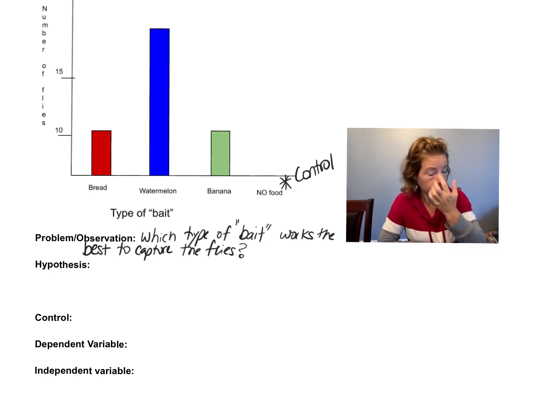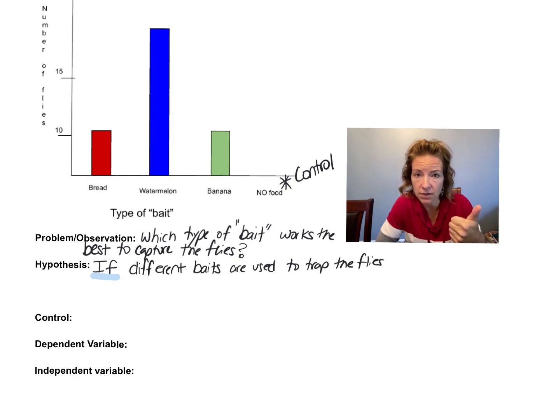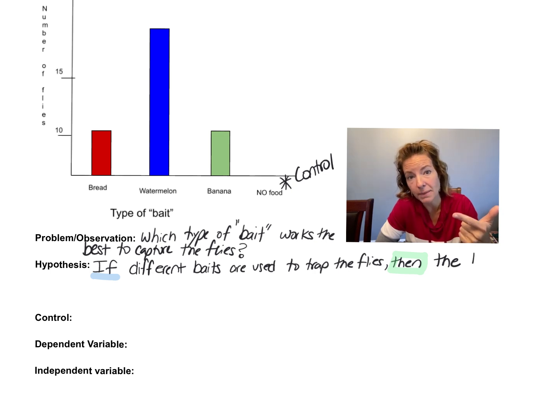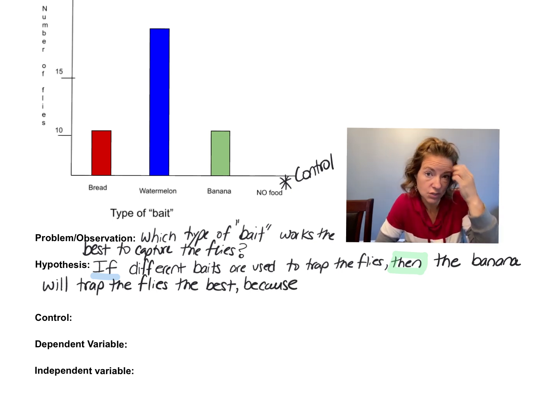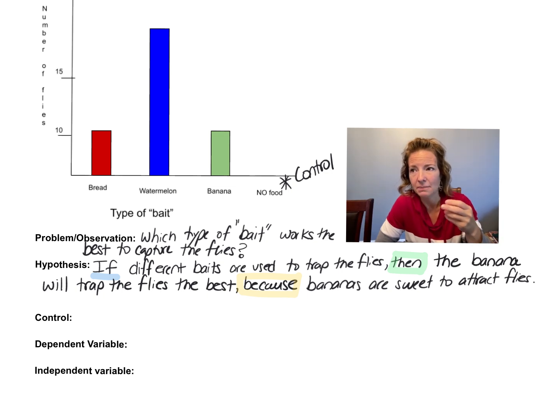So the hypothesis. Don't look at your data when you're doing the hypothesis, because you're not always going to have data. The if part: what are you changing? If Rodney uses different materials to trap the flies, bread, watermelon, and a banana. So that's what he's changing. Then, which material do you think is going to trap the flies the best? I'm actually going to predict the banana. Then the banana is going to trap the flies the best, and then my because part is my why. I think that because bananas are very sweet and they're sticky and they start to rot and turn brown really quickly, flies are going to be attracted to the banana.